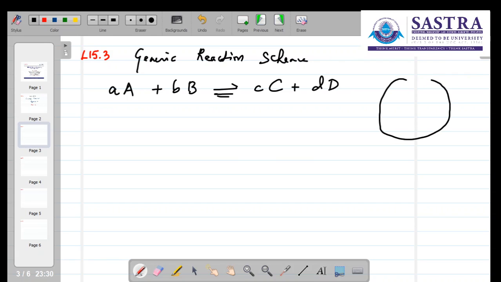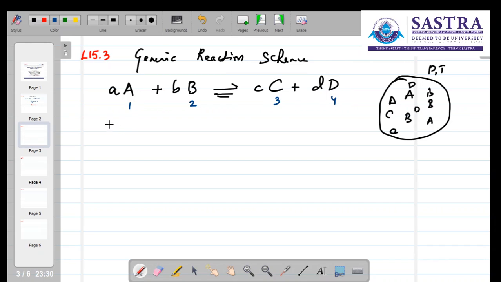So you have a system. This is a single phase system with pressure and temperature known. There are species in this system and they are reacting as per the scheme, wherein a moles of A react with b moles of B to give c moles of C and d moles of D. We can also number the species as 1, 2, 3, 4 for simplicity of equations.